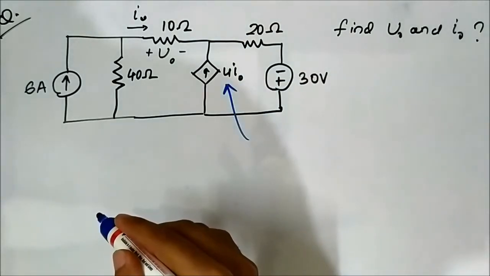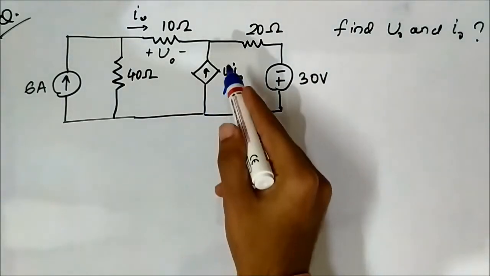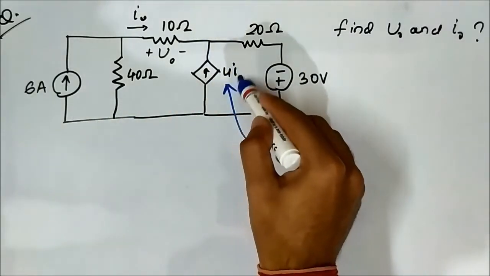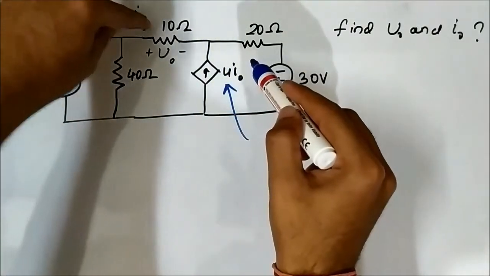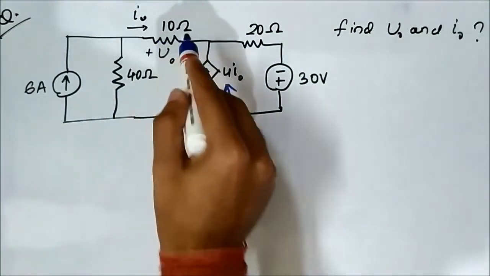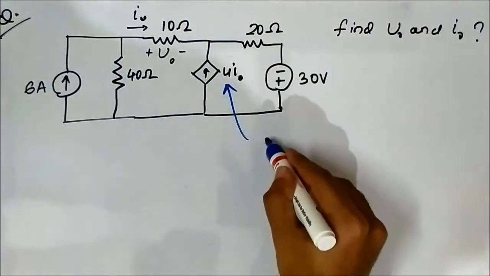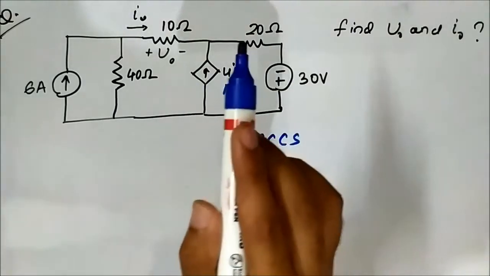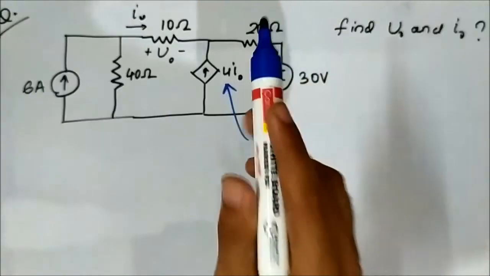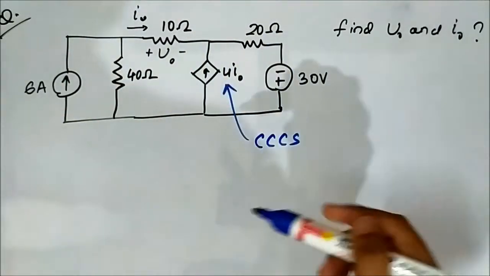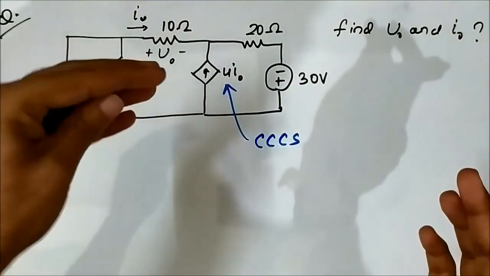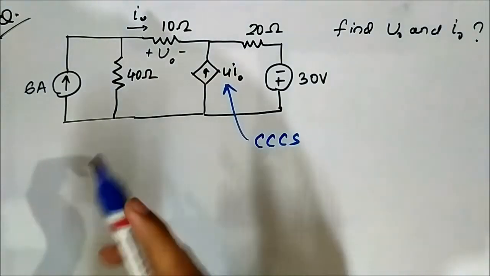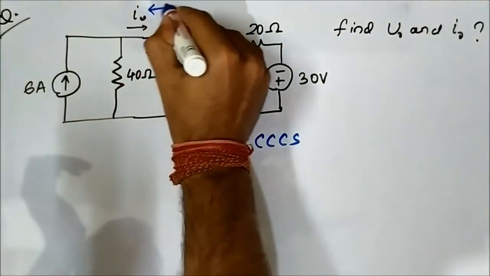is the dependent source. Okay, so this dependent current source is dependent on this current I subscript O, this current flowing through this 10 ohm resistor. So this becomes a current controlled current source. It is a dependent current source depending on some external current, means current flowing in any other circuit element. This becomes important.